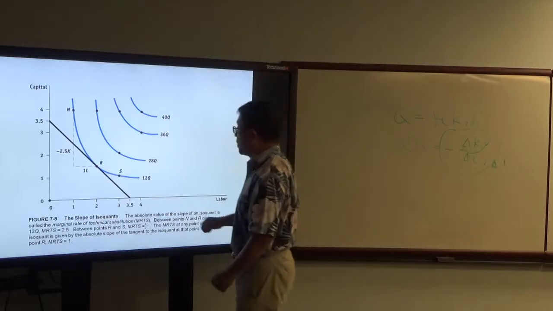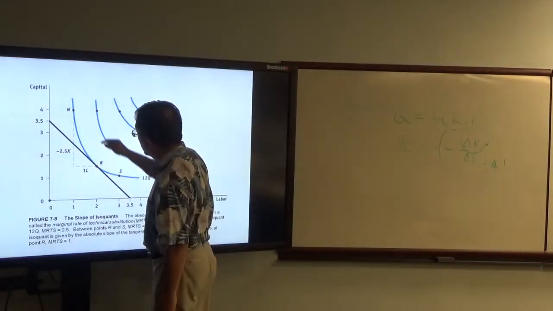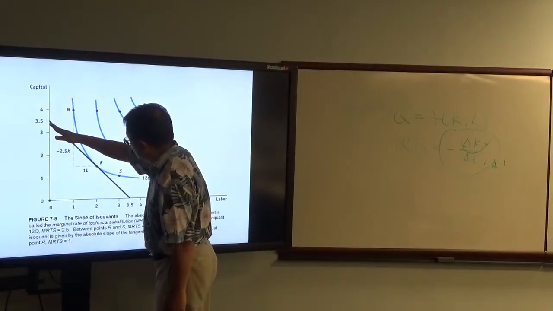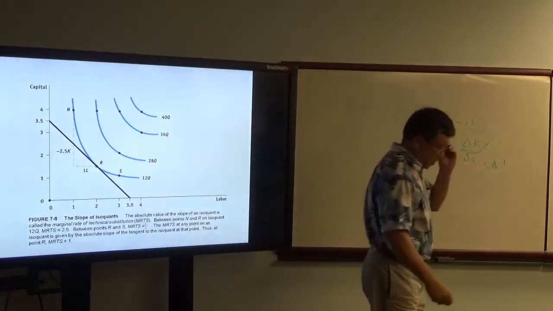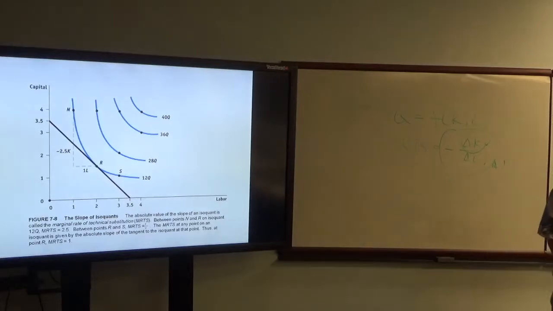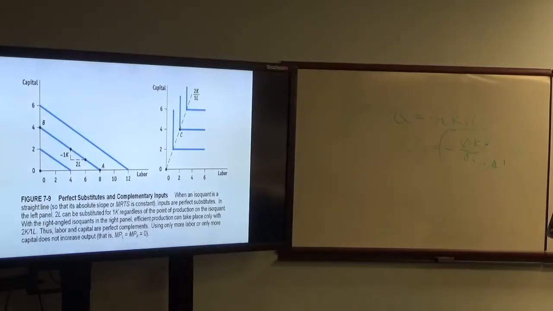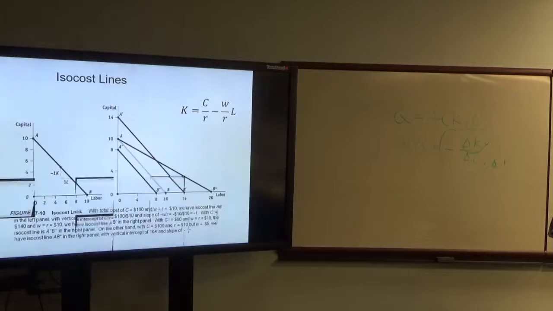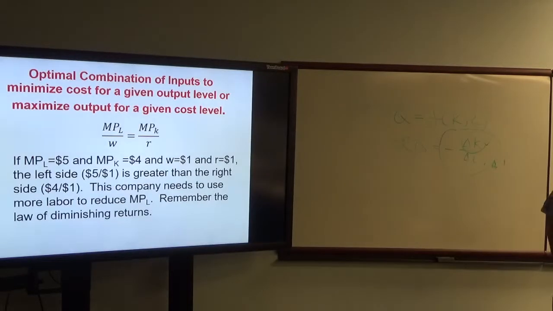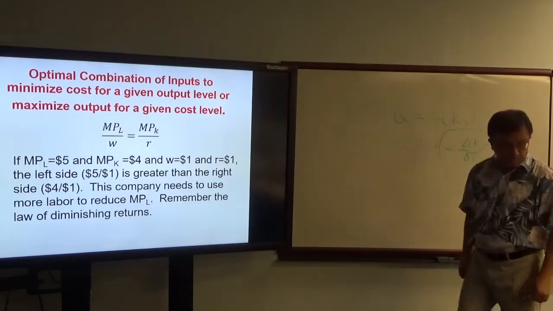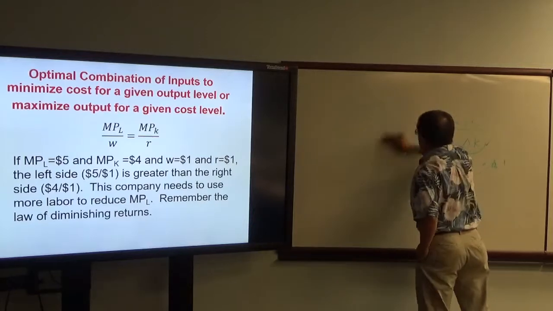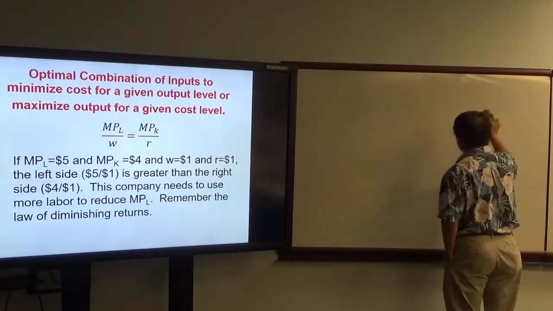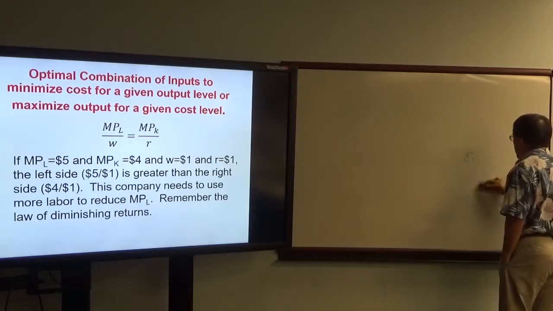So the optimal solution basically is the tangent point between the isocost line and the isoquant. So you'll find basically the optimal solution is... This is the condition you have to understand. It's very similar to what? How does a consumer satisfy?